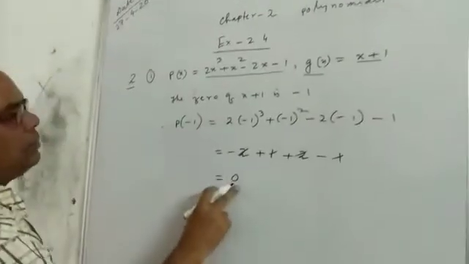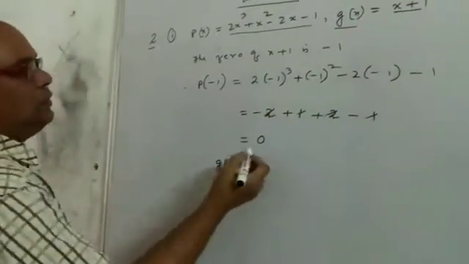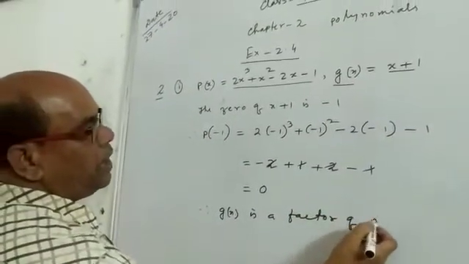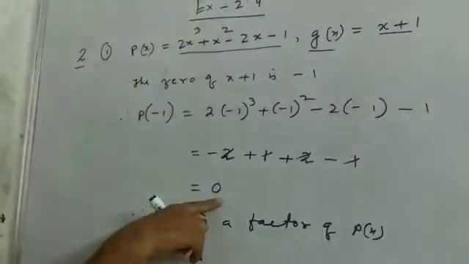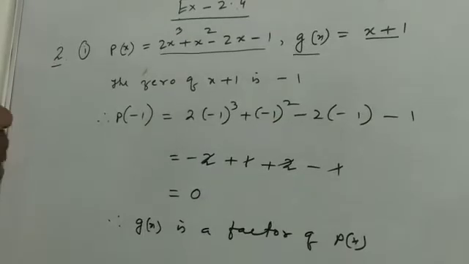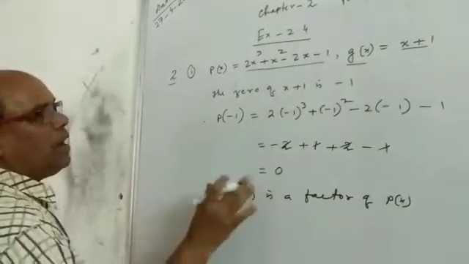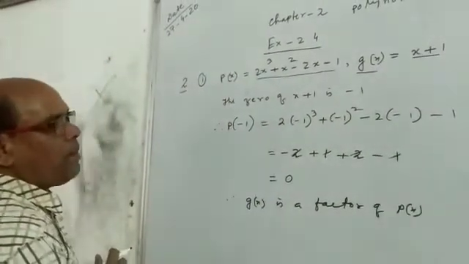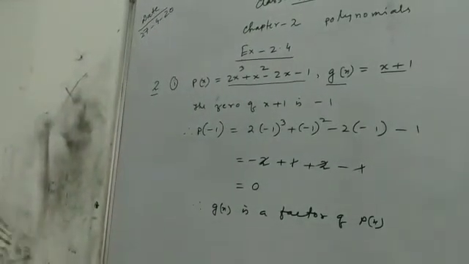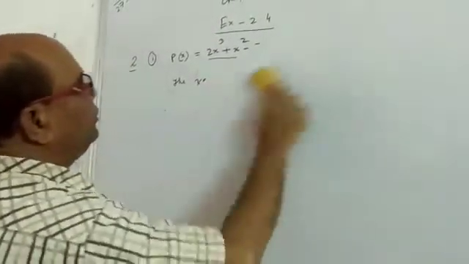Is it clear, the remainder is 0? Then we write that g(x), which is x plus 1, is a factor of p(x). And if the remainder is not 0, then we write g(x) is not a factor of p(x). So this answer is finished. Same as question number 1: first we find the remainder by the remainder theorem, then you say whether g(x) is a factor of p(x) or not.